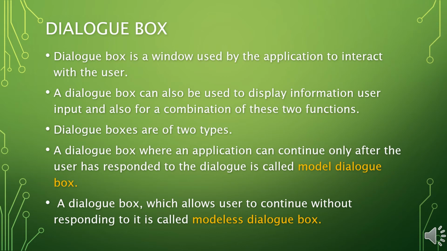A dialog box which allows the user to continue without responding to it is called a modeless dialog box. An example can be changing a font. When you select a font and its size and whether you want to keep it regular or not, the reflection is seen on the screen then and there itself. So the interaction takes place without the confirmation of the user. That's why it is termed a modeless dialog box.